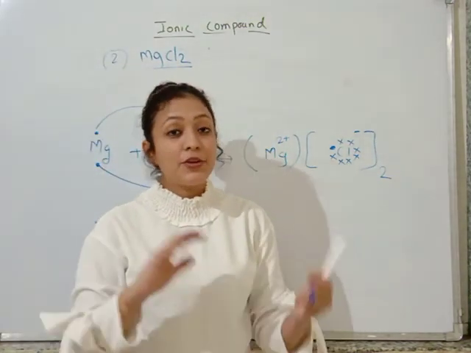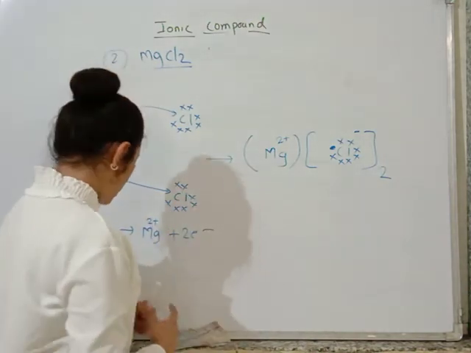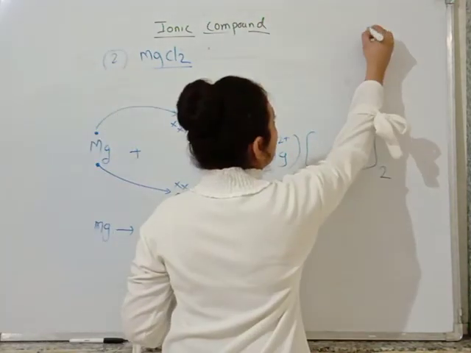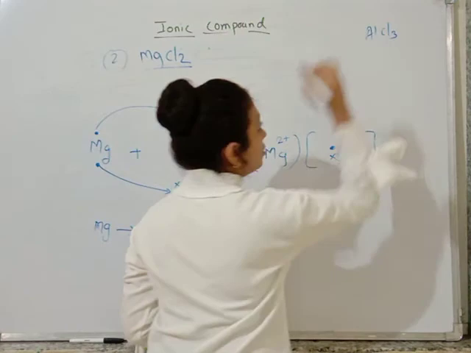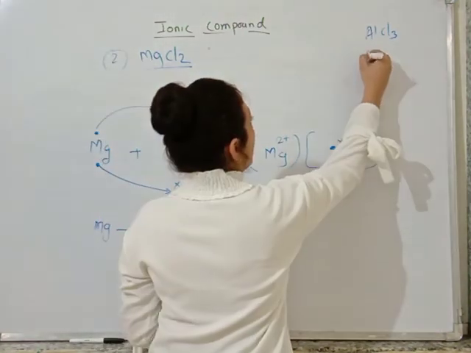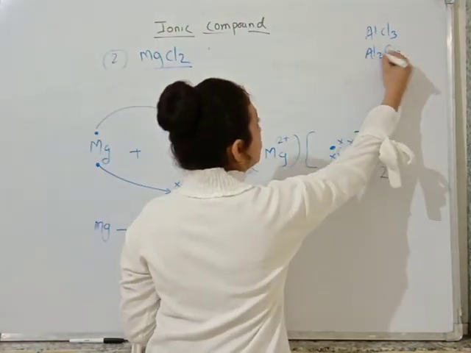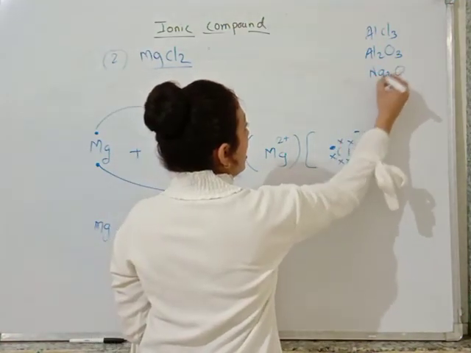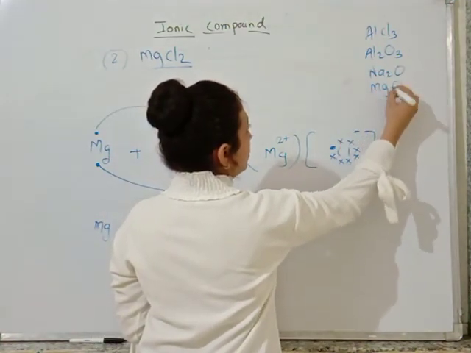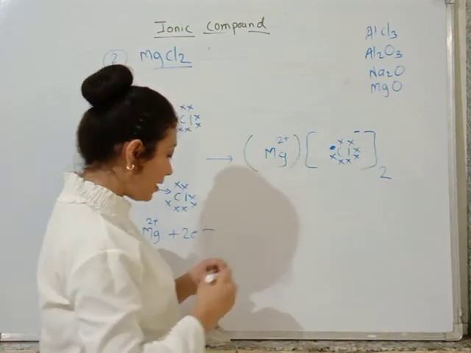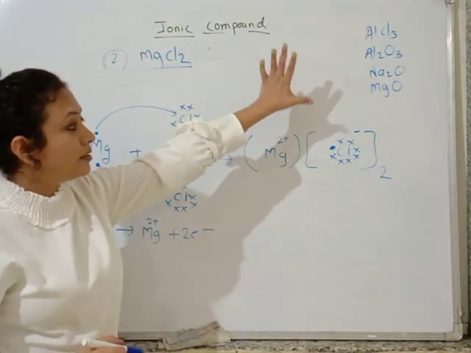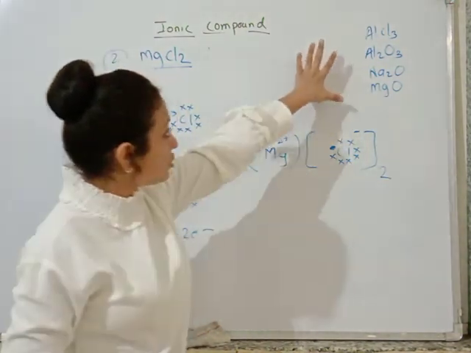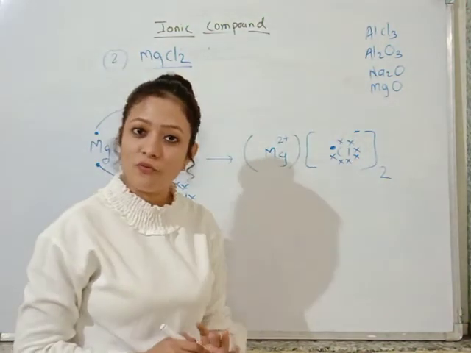In this way, you can complete a few more examples such as AlCl3 also you can form, N2O3 also you can form, then Na2O, MgO, many compounds are there. So you can try for these compounds which I have given in the homework here.